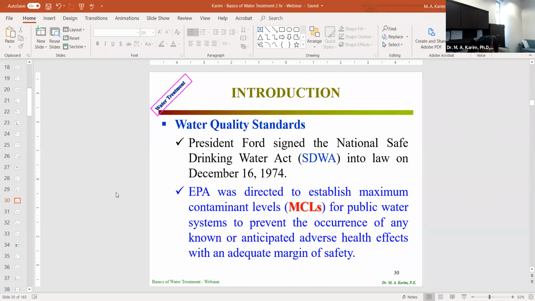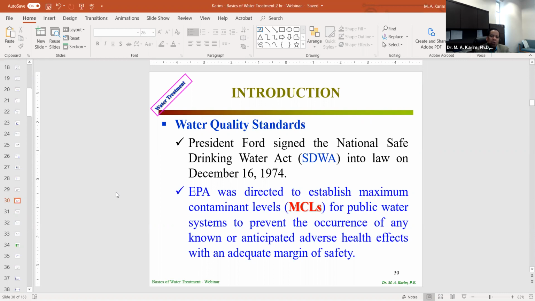So for water quality standards, basically there are two types of standards. One, we call it MCL, and it came from the National Safe Drinking Water Act of 1974, which President Ford signed. So this is the main thing required: we have to have a water standard to check against. EPA was directed to establish maximum contaminant levels, MCL, for public water systems to prevent the occurrence of any known or anticipated adverse health effect with an adequate margin of safety.